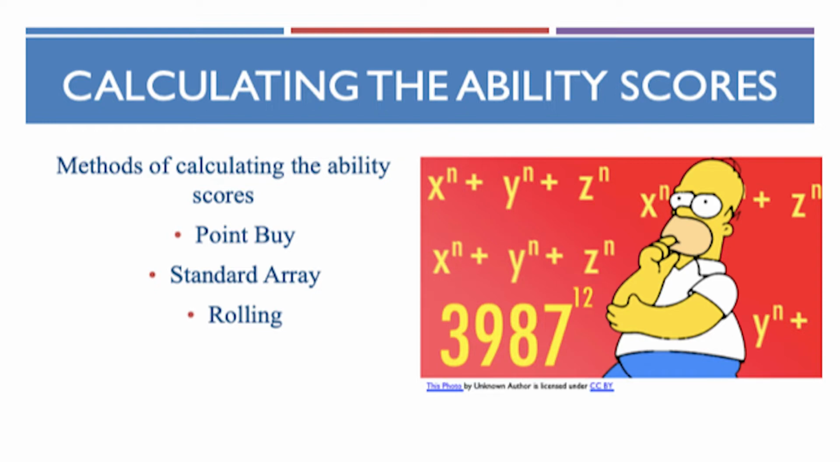Standard array is a set of 6 numbers: 15, 14, 13, 12, 10, and 8, which can be distributed to each ability. For example, 15 dexterity, 8 charisma. For rolling to determine ability, you use 4d4 and take the 3 highest results and then add them up.